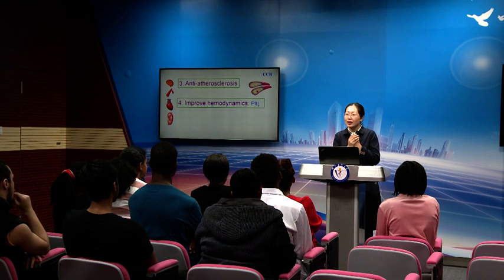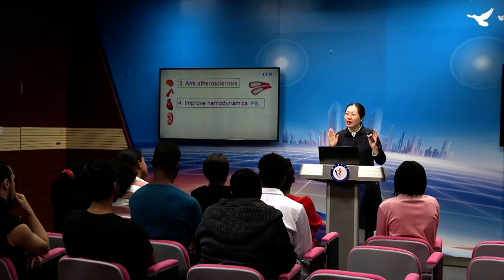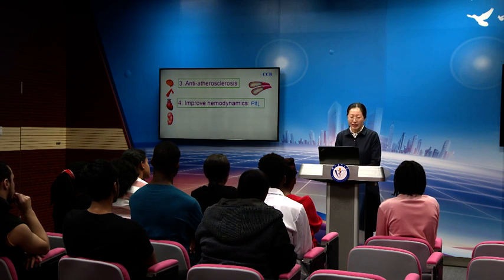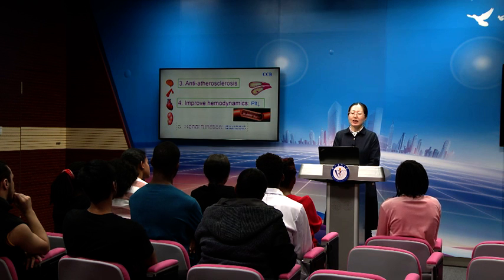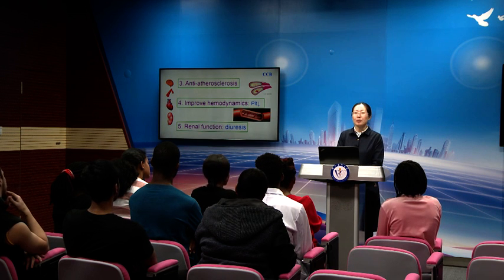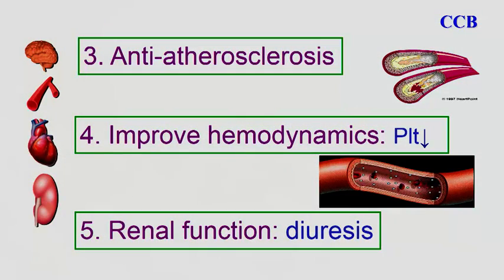What's the meaning? That means CCB can inhibit platelet aggregation and inhibit thrombosis disease. Yes or not? Yes. And besides this, they can protect renal function and have a diuretic action, so they are very useful for patients with decreased renal function.